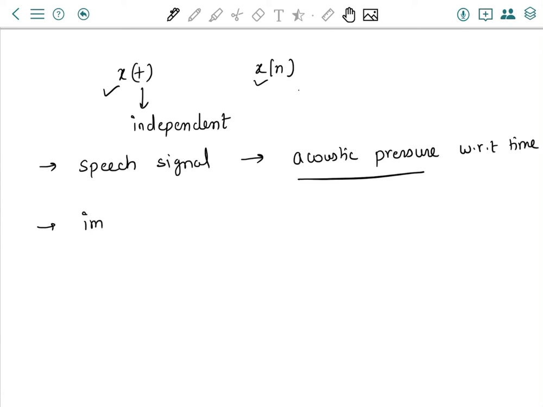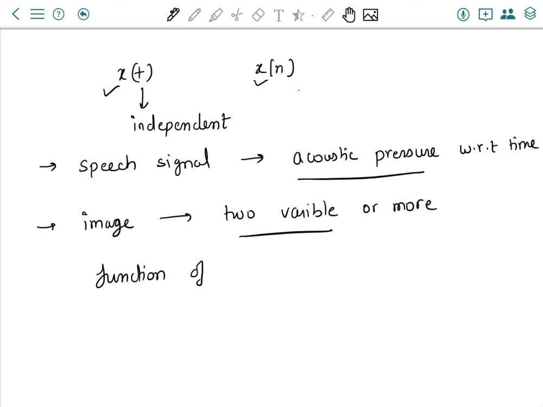But if we talk about images, then it will be two variables or maybe more. These variables are like the spatial variation of the image. So signals can be represented as a function of one or more independent variables, but for the scope of this subject we are taking it as a function of a single independent variable, and that is time.